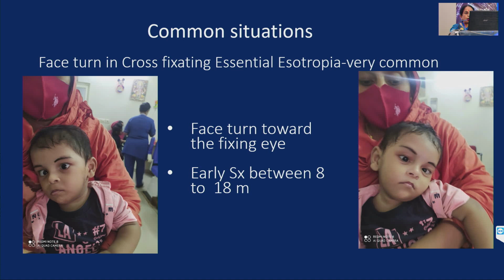And some of the common situations are essential esotropia, where face turn occurs in a cross-fixating essential esotropia, which is not very uncommon. And in this child, you can see there is a face turn to right when he is fixing with the right eye, which is cross-fixating, and face turn to the left when he is fixing with the left eye, the cross-fixing eye. So early surgery between 8 to 18 months is the general consensus now in essential esotropia.